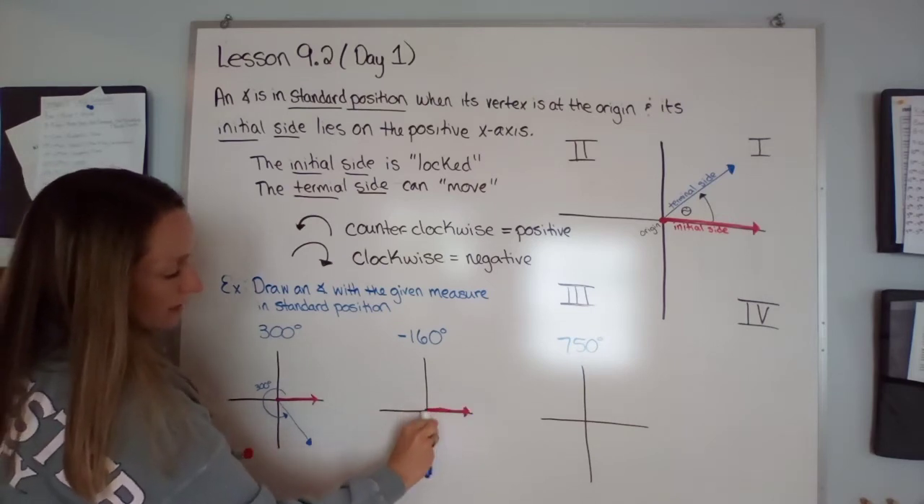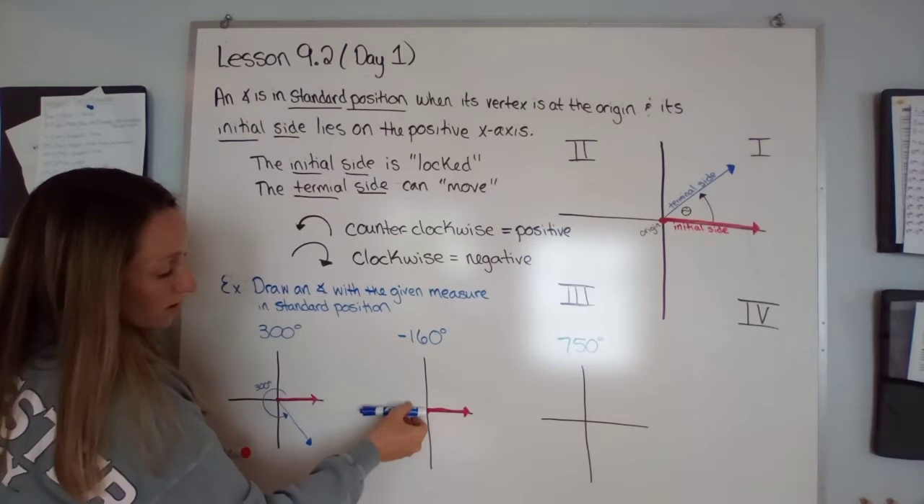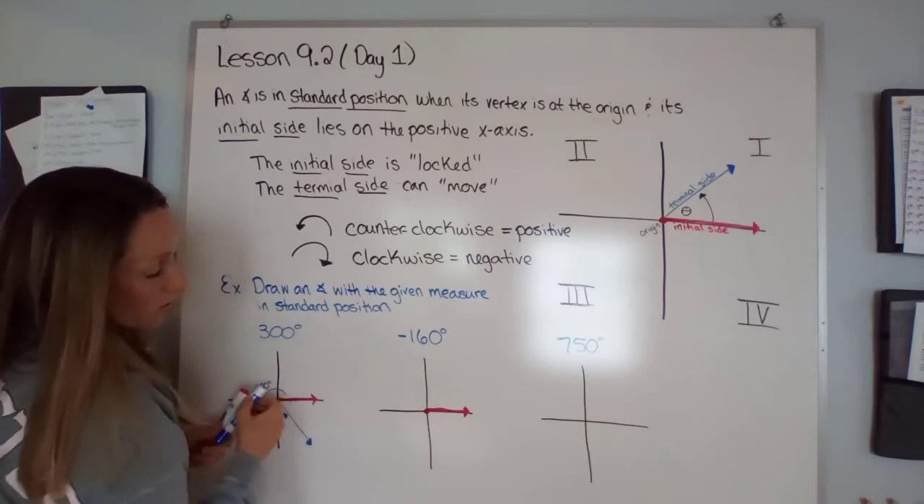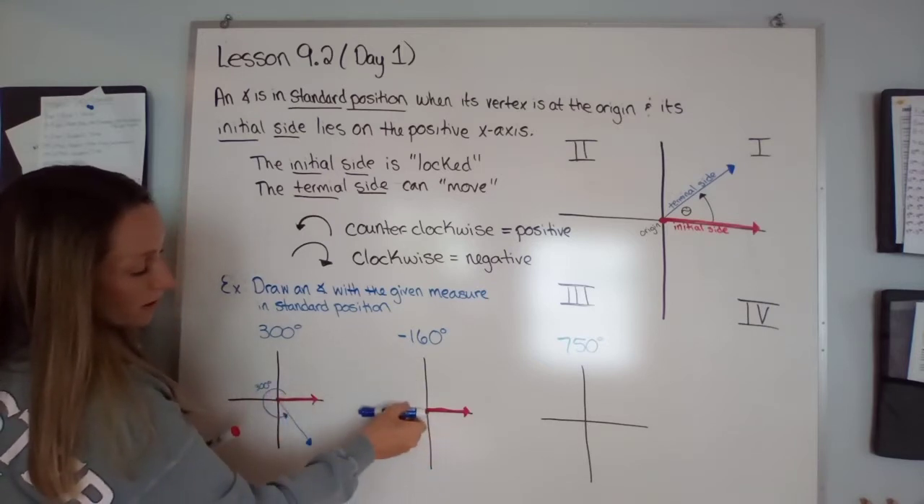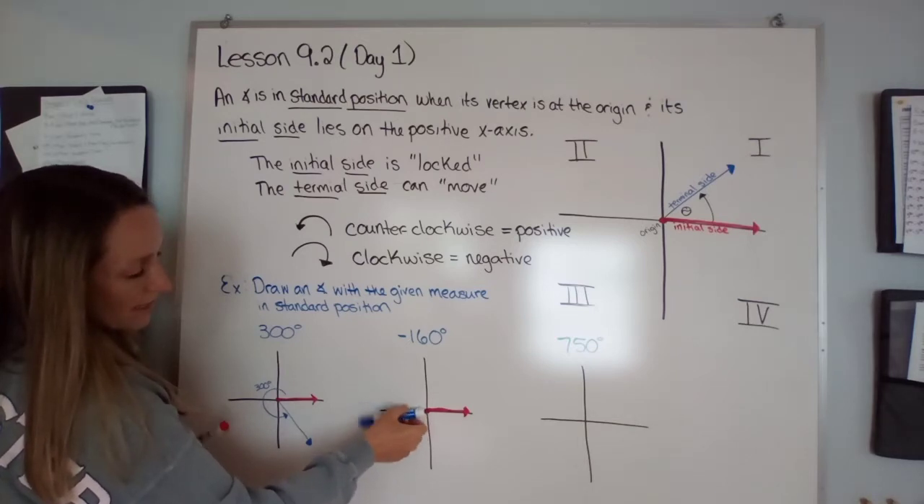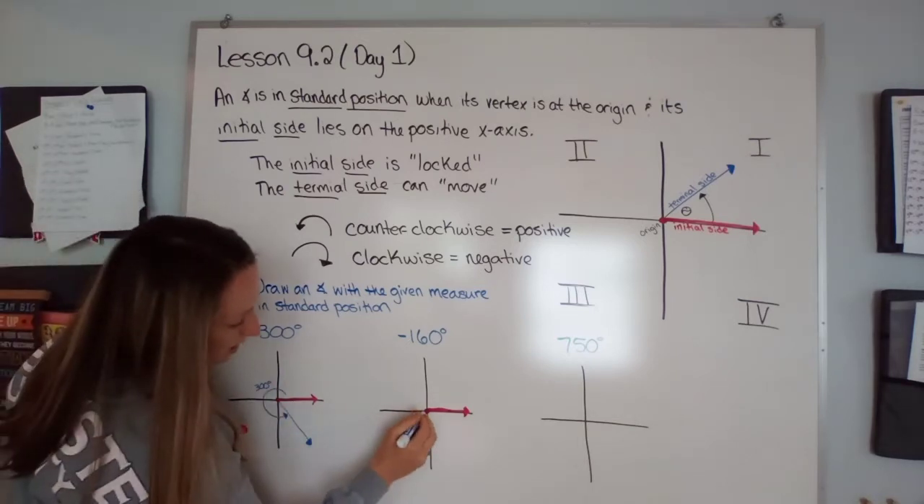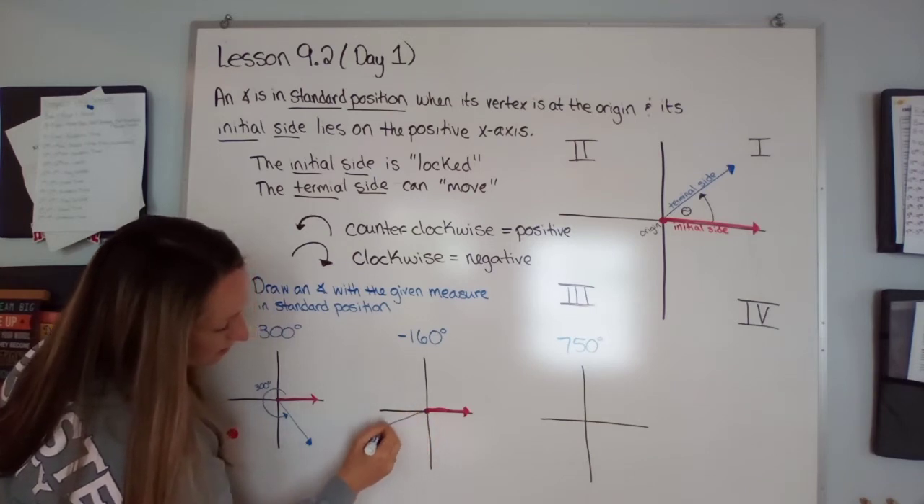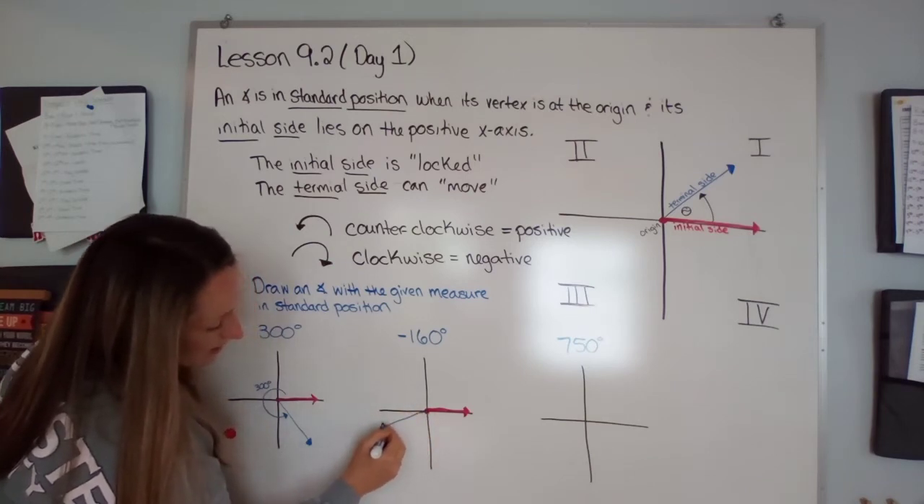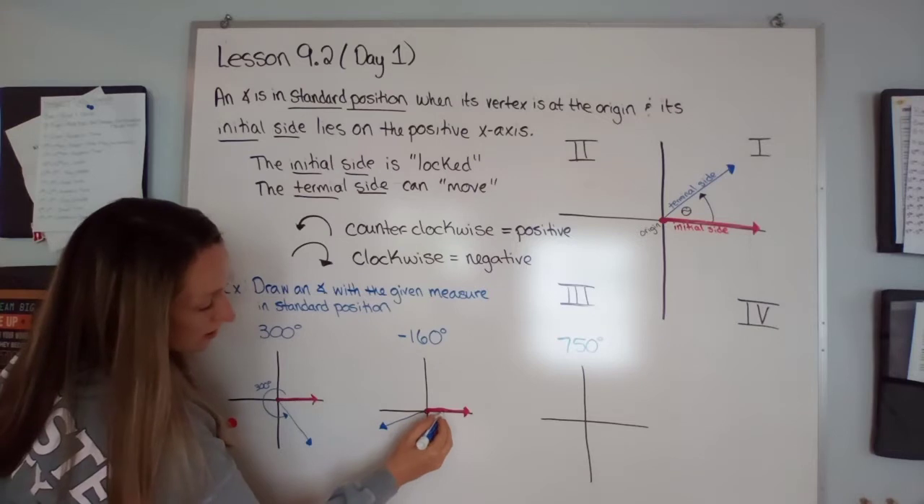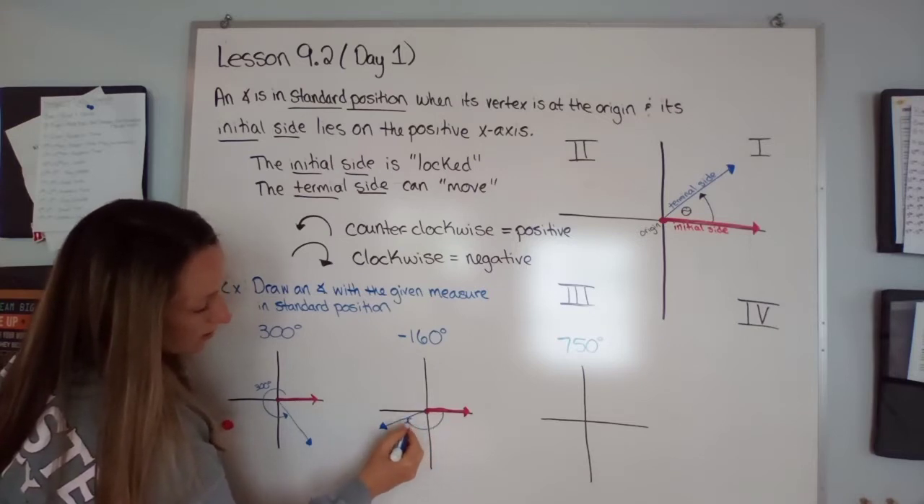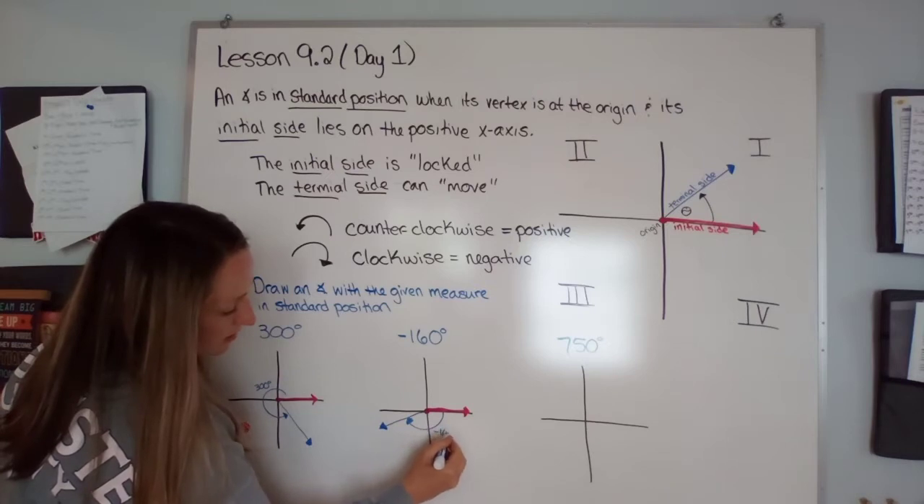So I rotate 90, and then I don't want to go all the way to 180. I only want to go 160. So if this would be 180, how much less do I need to go? It's like 20 degrees less, right? So it's approximately, we'll say like here. And again, to indicate which direction I turned, I can show by drawing my arrow, negative 160.